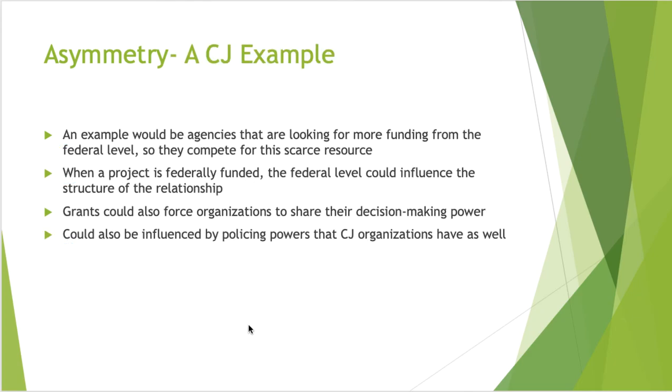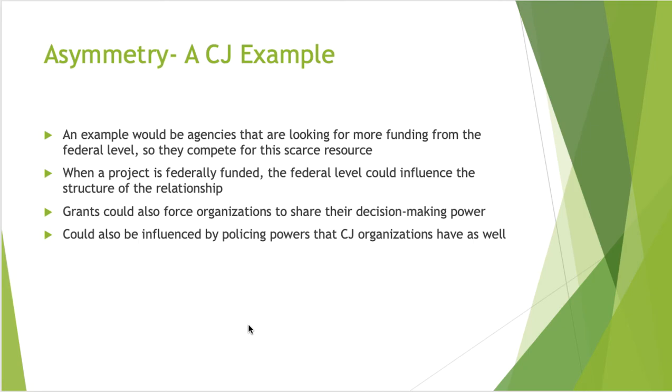Anyways, next slide, we're going to give an example of asymmetry, especially in a criminal justice related example. So think about agencies that are looking for more funding at the federal level. They're looking for government money and resources, and they want more funding to implement programs or to assess programs, stuff like that. So they need the money to do it. So they need grants. So they apply for grants and they get one from the federal government.